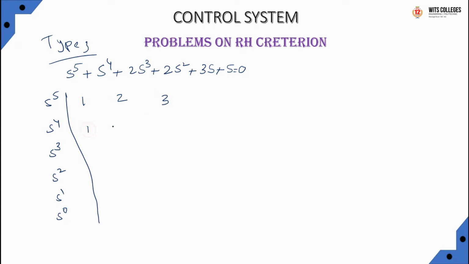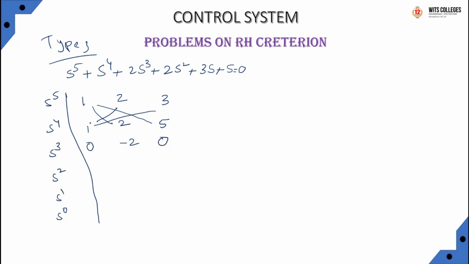Next is 1, 2, 5. Then 1 into 2 minus 1 into 2 by 1 gives 0. Then 1 into 3 minus 1 into 5, that is 3 minus 5, which is minus 2. So this is minus 2, and this is 0.